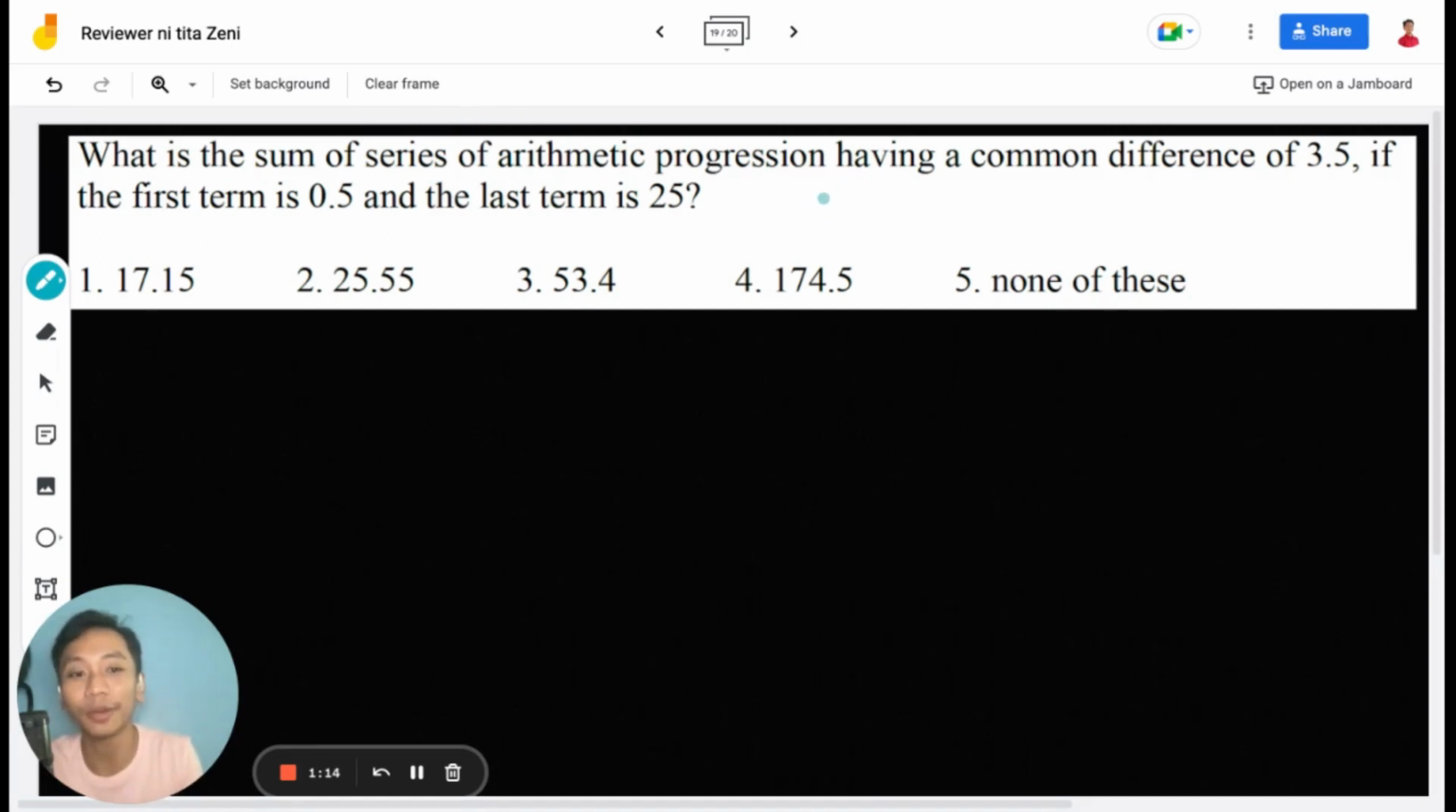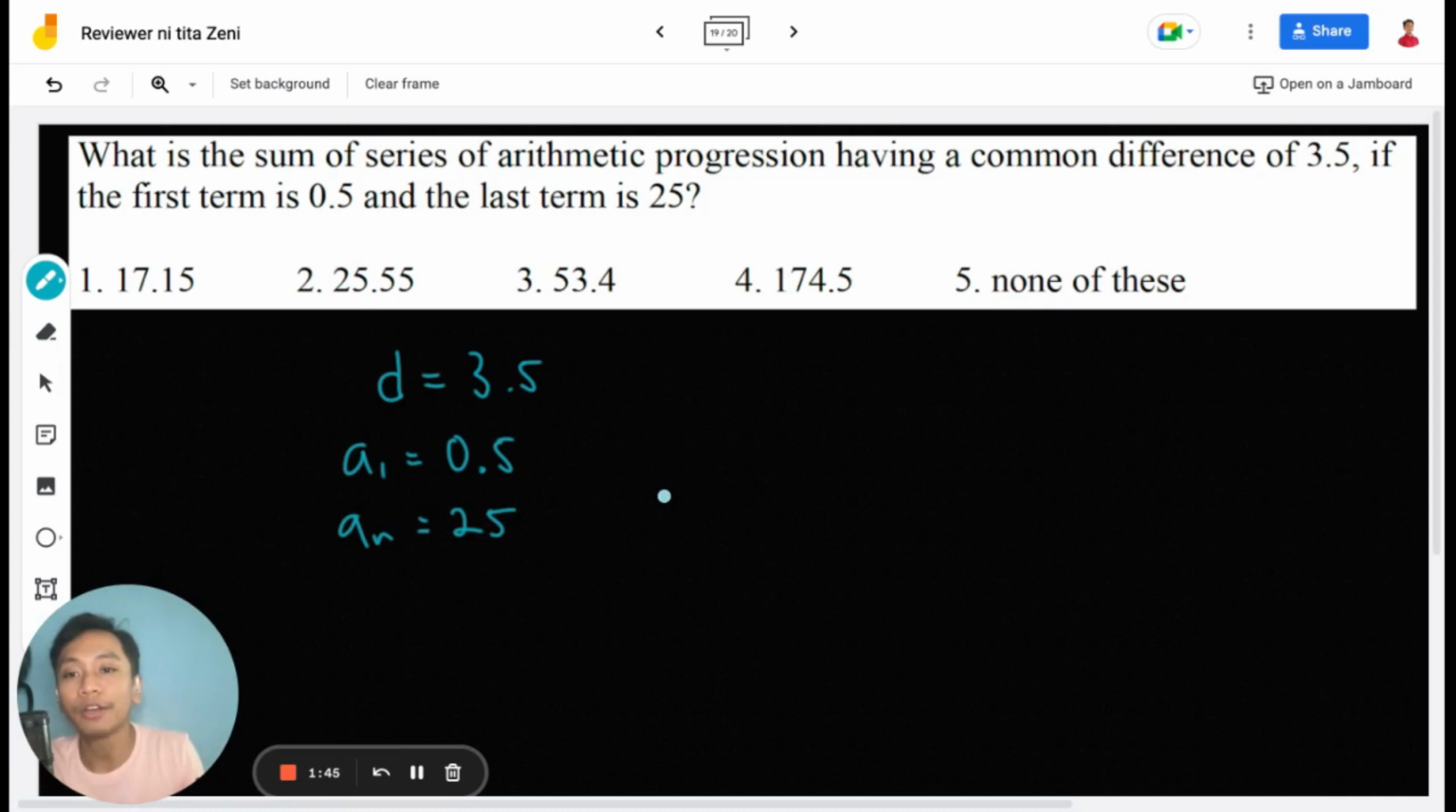So, basically, meron daw sequence na ang common difference, usually we use lowercase d to denote the common difference. Common difference is 3.5. Ang first term is 0.5. First term naman is a sub 1. We call this a sub 1. Yun yung common na notation para i-express yung first term. 0.5 daw yon. Last term is 25. Last term naman, para i-denote yun, we use a sub n on most textbooks. Okay? Kaya yun yung ginagamit ko.